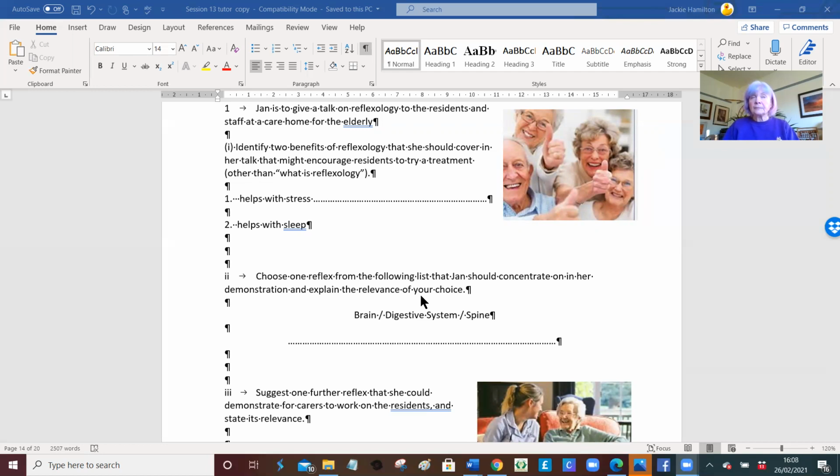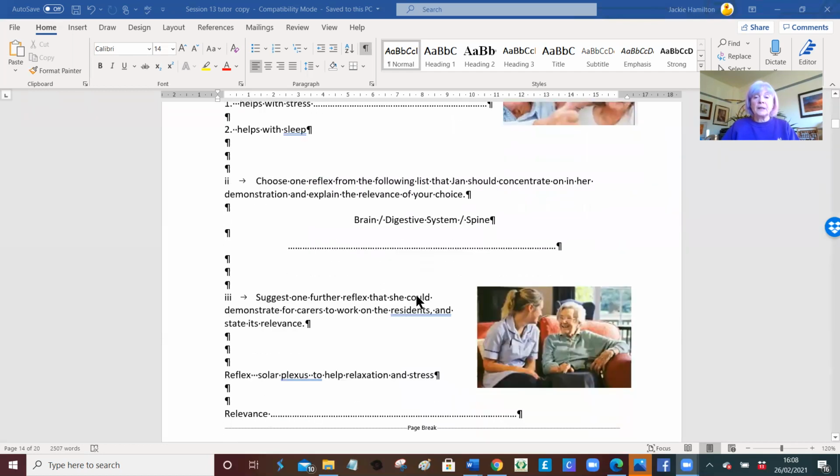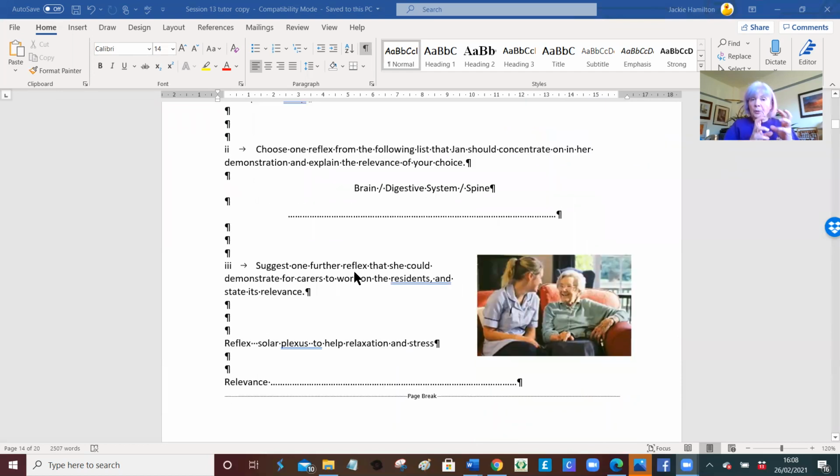And the spine, well, the spine, as you know, goes to all the areas of the body. But also we've got the obvious thing with the spine, with the backache. And that is often the case with sitting for periods of time. So that's something to think about. So choose one of those, put them down, and then you can discuss them a bit more in the classroom.